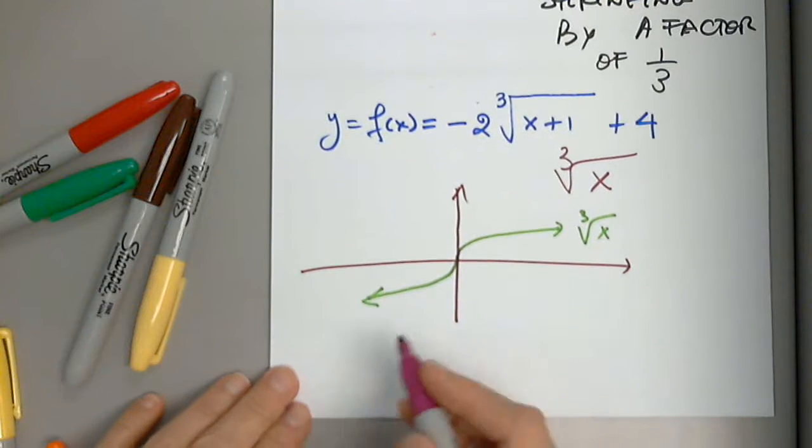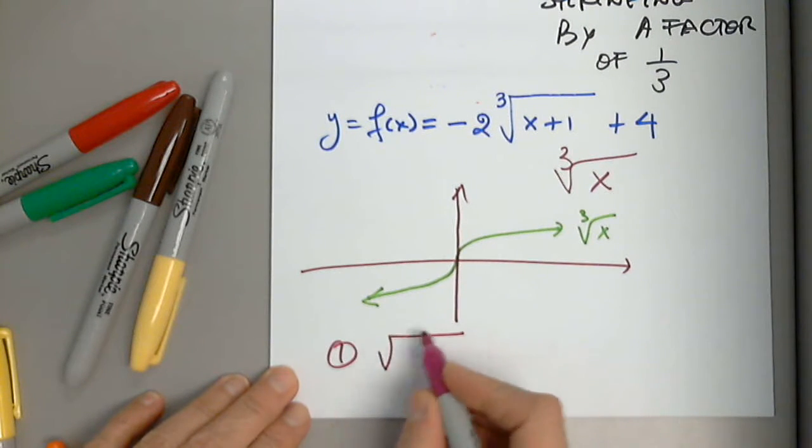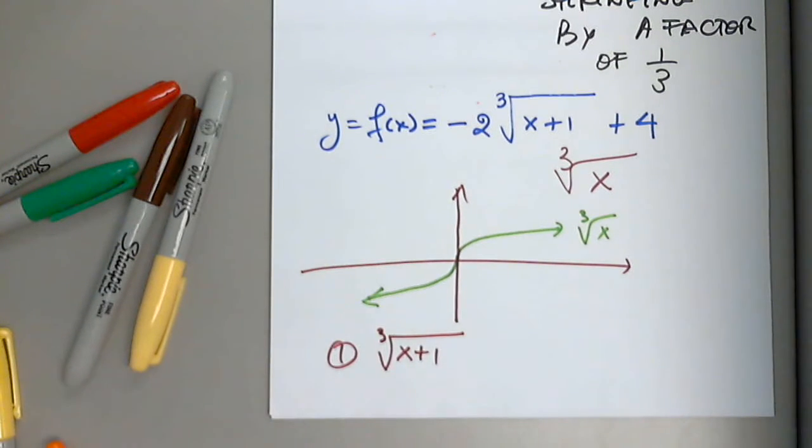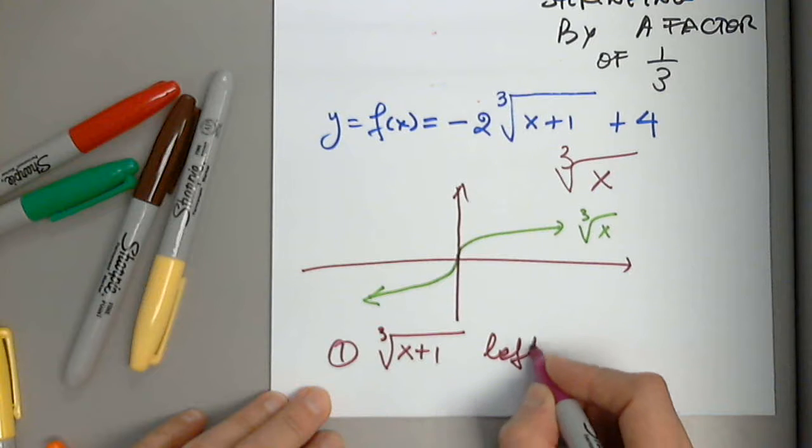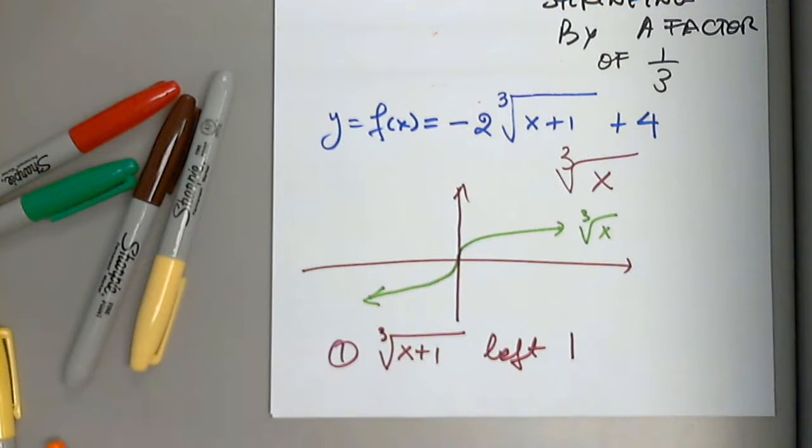That is indeed the first step. So the cube root of x plus 1. What do I change? Because if you say y, then it's up and down. If you say x, it's left and right. So what is it? Left 1. When we change x into x plus 1, it's left 1.